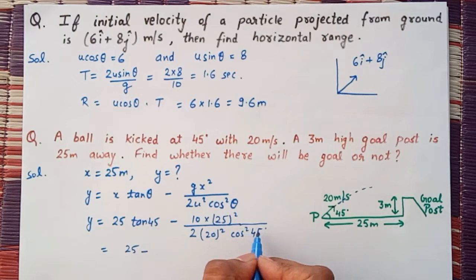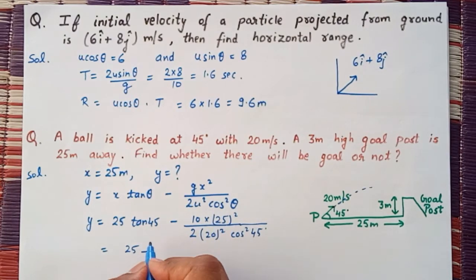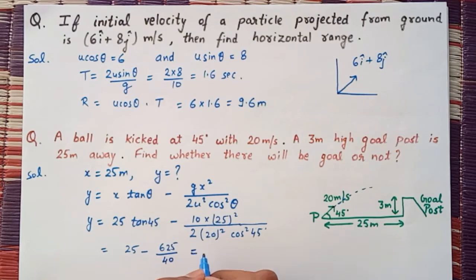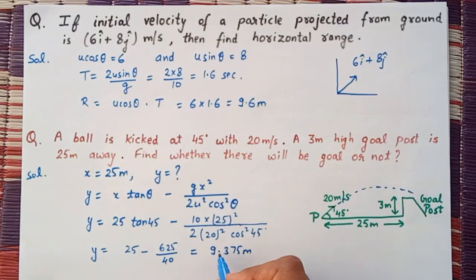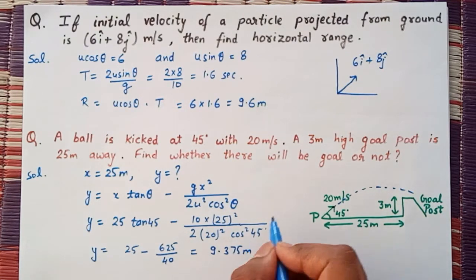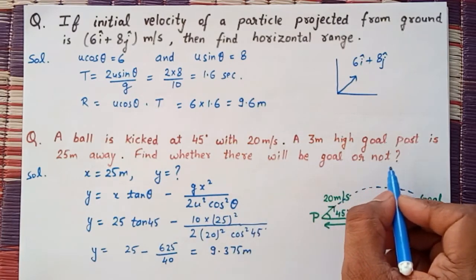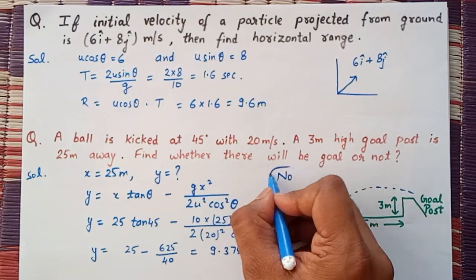And what is cos square 45? Cos 45 is 1 by root 2, so its square will be half. After solving this, I will get it as 625 upon 40. So it will be equal to 9.375 meter. Means the ball will be at more height than the 3 meter. It will be at height 9.375 meter. So whether there will be goal or not? No, there will be no goal.